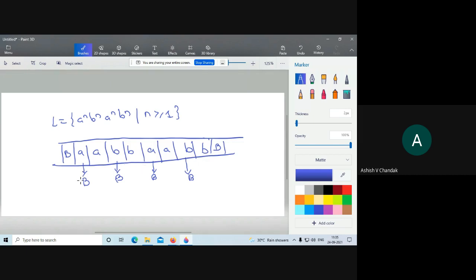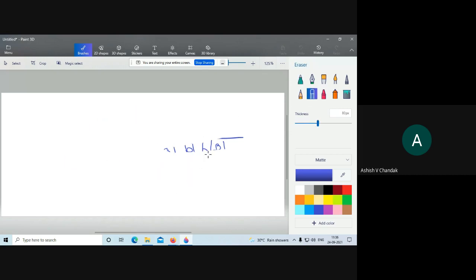We will go up to the leftmost B, because this is the leftmost B. Whenever you find A, replace it by capital B. Then find the first B, replace it by capital B. Find the first A, replace it by capital B. This B should be replaced by capital B. So if there is no A and no B left, you can stop. Understood?